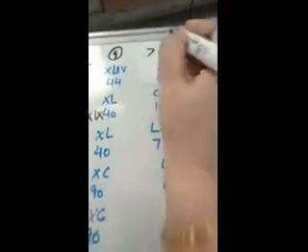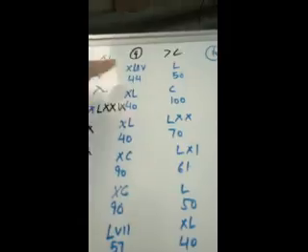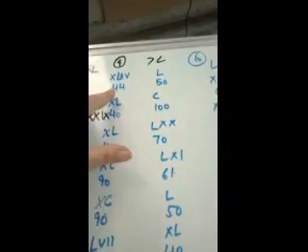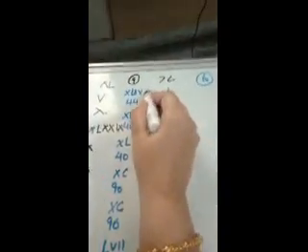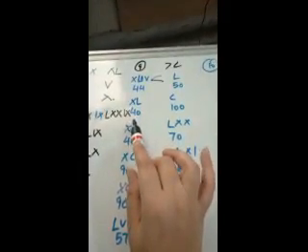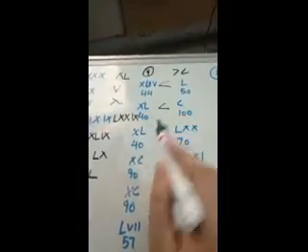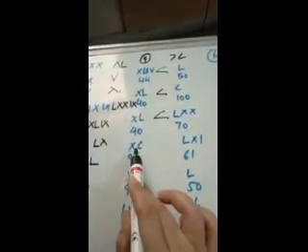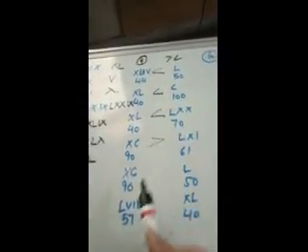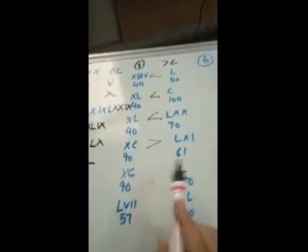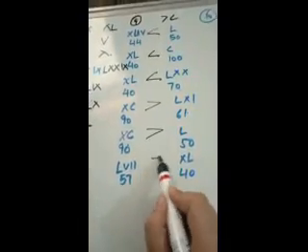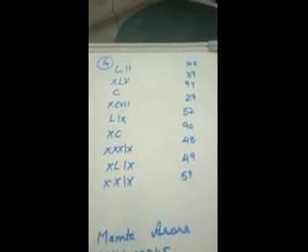Here we put the greater than, smaller than sign. To avoid any confusion, first I have converted these numbers to Hindu Arabic numbers. 40 plus 4, 44 and 50. 50 is greater. XL is 40, C is 100. 100 is greater. XL is 40, 70. 70 is greater. 90, 61. 90 is greater. 90, 50. 90 is greater. 57 and 40. 57 is greater. Answer 10 is match the following.